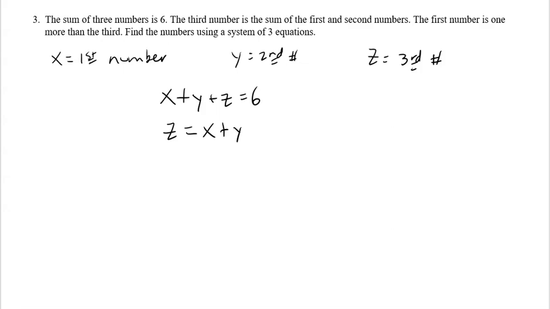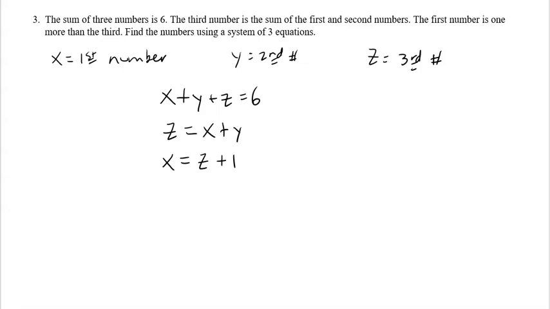Now here's my final equation. The first number, which is x, equals 1 more than the third. So I take the third and I add 1 to it. And so here's my system. And again, you have some options.